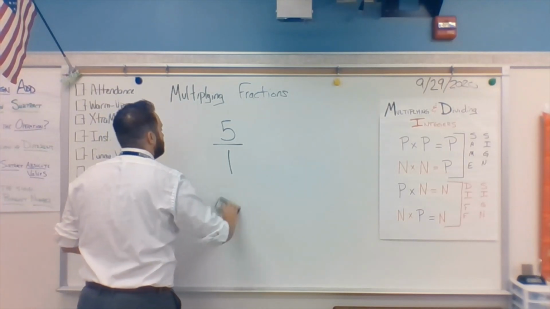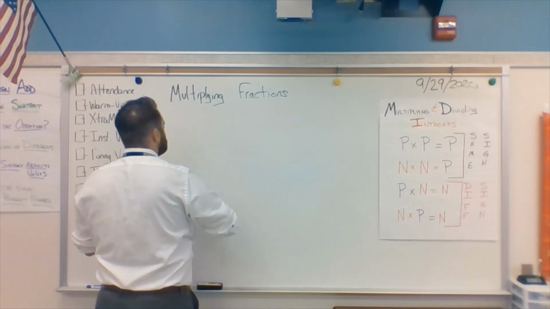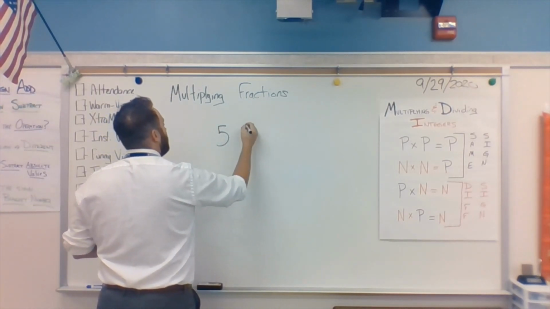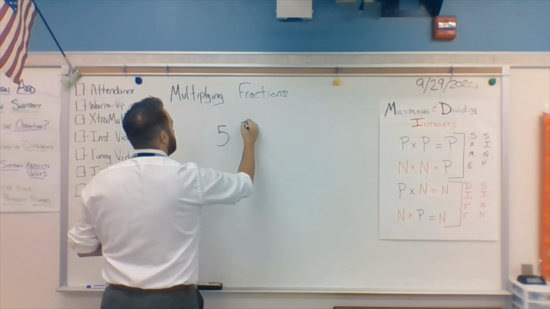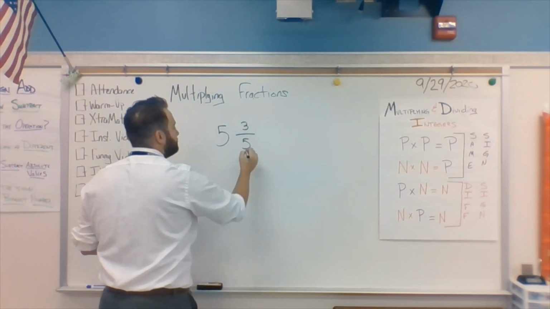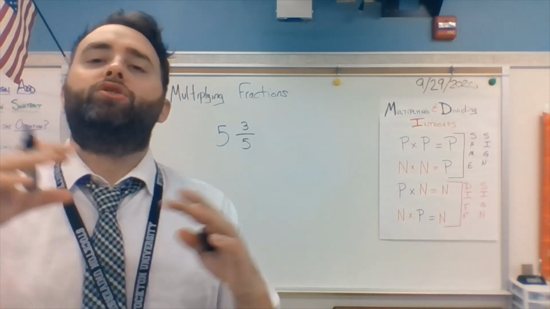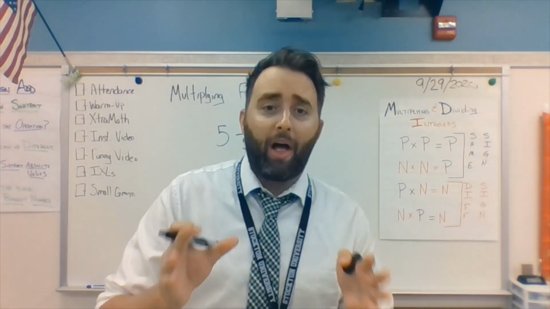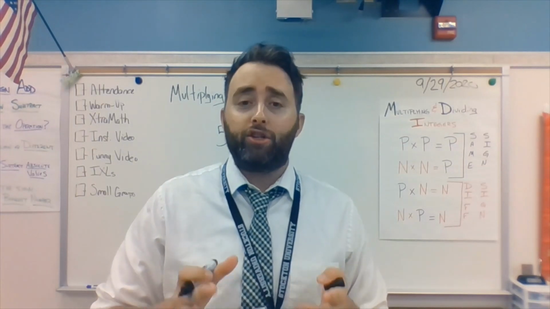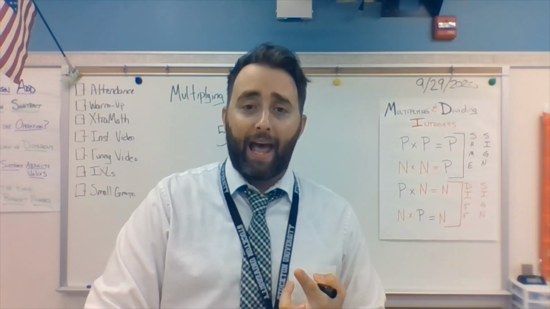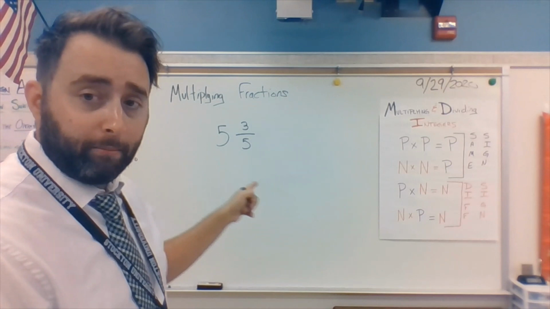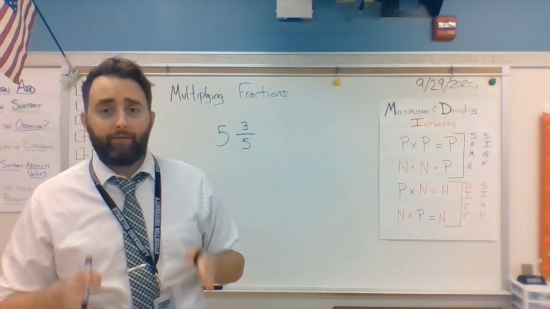Point number 2. Let's convert a mixed number. So let's say I have 5 and 3/5. 5 and 3/5. I can't multiply with this, okay? That's what this is all leading up to, is multiplying fractions. In order to multiply fractions, you can't have whole numbers, and you can't have mixed numbers. You need fractions, okay? Fractions.